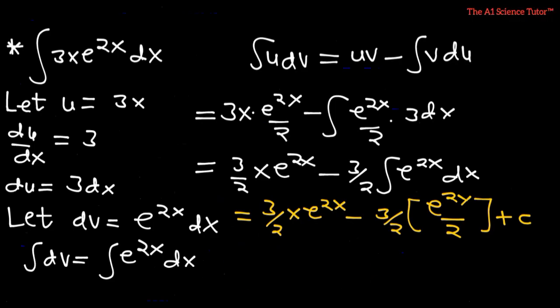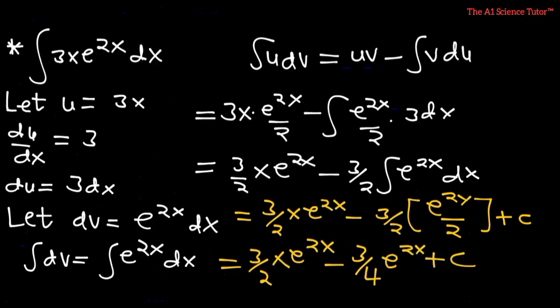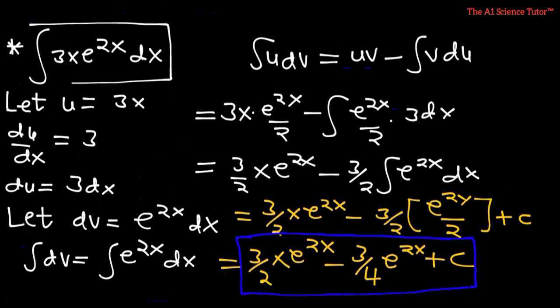So the final answer we should have here is 3 over 2 multiplied by x multiplied by e raised to the power of 2x minus, now we have 3 over 2 multiplied by 1 over 2. That means 2 will get multiplied by another 2. So that should give us a 4. And then we have e to the 2x plus c. So that is basically the answer to that question. This is what we have. That is going to be the integral of this expression.